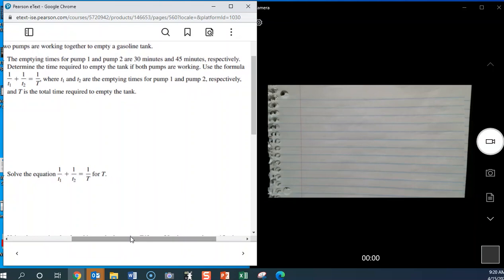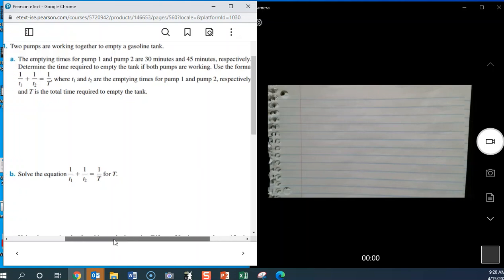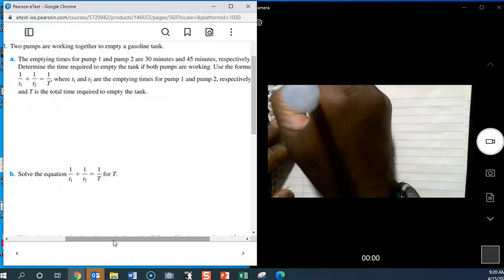Use the formula 1 over T sub 1 plus 1 over T sub 2 is equal to 1 over T, where T sub 1 and T sub 2 are the emptying times for pump 1 and pump 2 respectively, and T is the total time required to empty the tank. Okay, so that is A. All right, so we will have 1A.